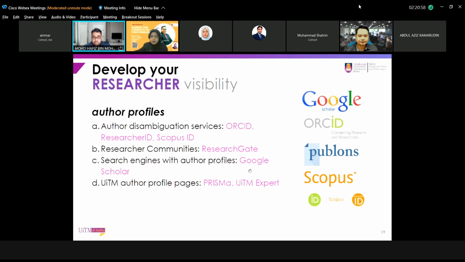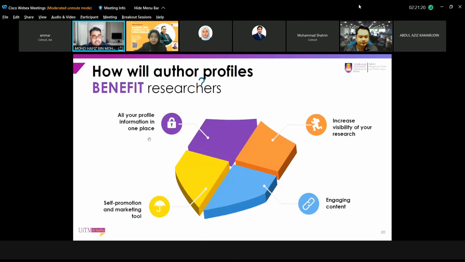So maknanya whenever PhD student dia buka kita punya faculty new website, dia akan nampak nama kita, dia tekan dekat situ, dia akan transfer ke UiTM Expert. So kalau you punya profile tak update, maka that reflects bad image lah kepada pelajar tersebut. So kita akan tengok benda ni, dan how this profile benefit you. Pertama ialah all your profile information can be put in one place, increase the visibility of your research, and then you can do some self-promoting and marketing tools, dan juga there's a lot of engaging content. Dia banyak bagi metrics, H-index lah, how many articles be published this year, kita tengok nanti.